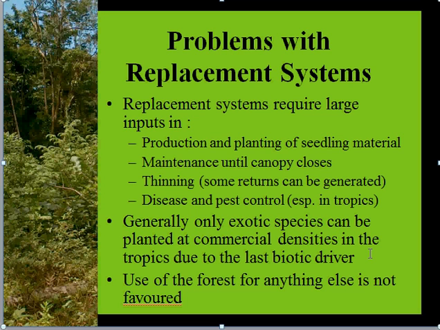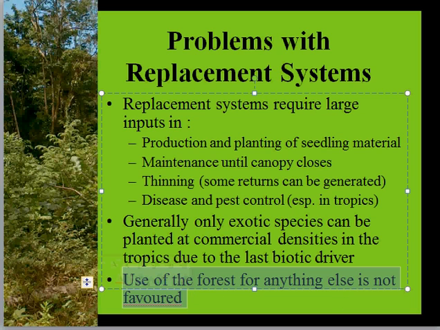And probably the biggest reason why replacement systems are no longer actively developed in Trinidad is that the use of the forest for anything else other than timber production is not favoured. Hunting in a plantation is not half as good as in a natural forest because there simply isn't anything in there for the game animals to eat, or there's very few resources for game animals to eat. So there is much less game animals in a plantation replacement system. Ecotourism is much less attractive in a plantation. Bird watching obviously is less attractive in a plantation forest because the diversity of birds is always going to be much lower.